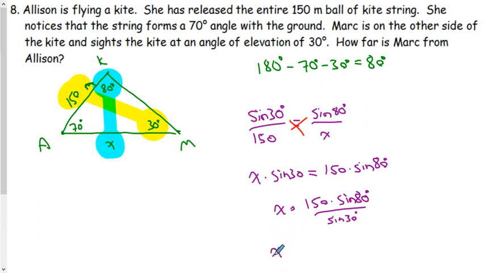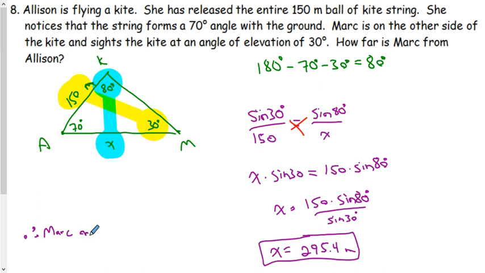Gives us that. That's a bit of calculator work. Can you get there? You should end up with 295.4 meters. And this is a word problem, so we can do a little therefore statement. We can say therefore Mark and Allison are 295.4 meters apart.